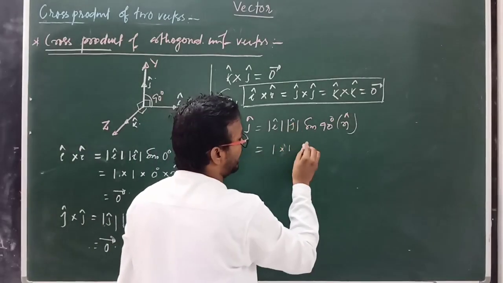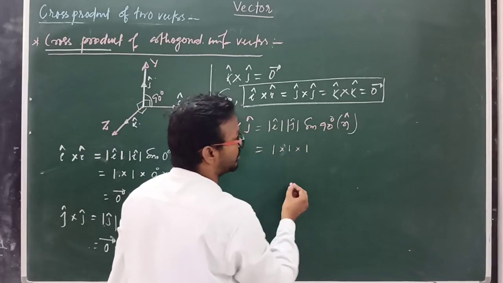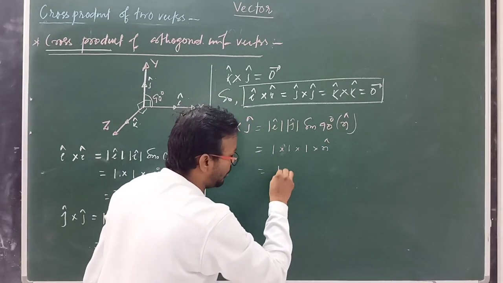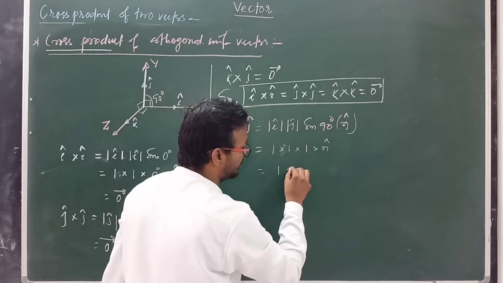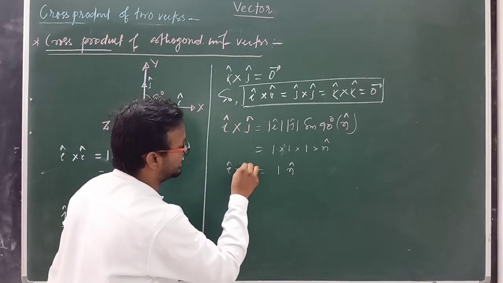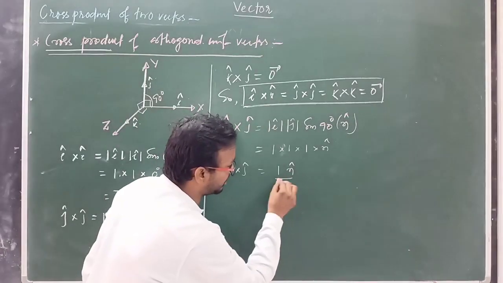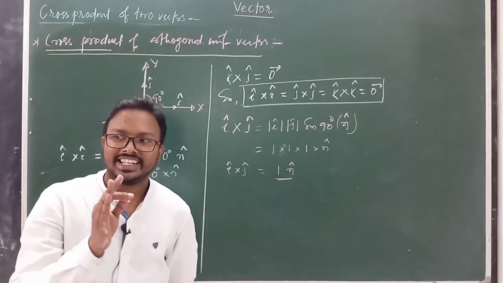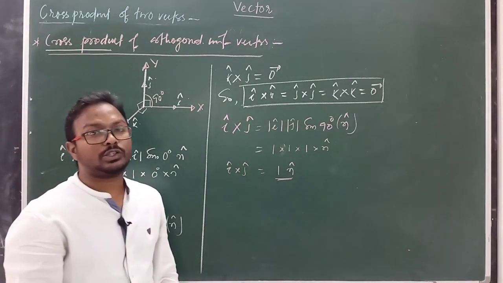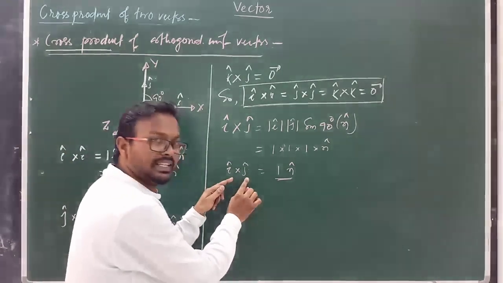So 1 into 1 into sine 90, which is equal to 1 into n cap, and we get here magnitude 1 but unit direction n cap. We get here i cross j vector. This is the resultant vector. We already know the direction of the resultant vector is always perpendicular to the plane containing A and B.